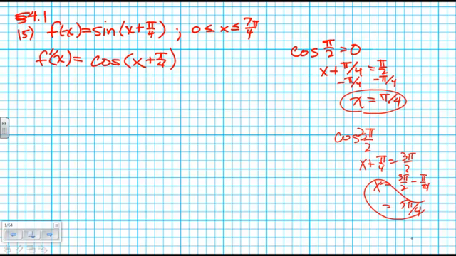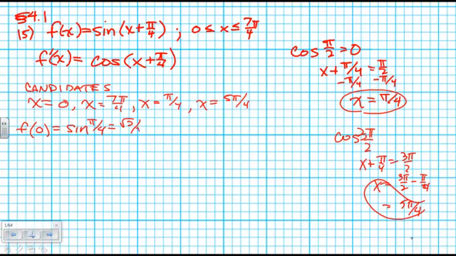So let's list our candidates. What are the candidates for locations of extrema? X equals 0, x equals 7 pi over 4, x equals pi over 4, and x equals 5 pi over 4. What is f of 0? Sine of pi over 4, which is root 2 over 2, if I remember correctly. Yes. Okay, great.